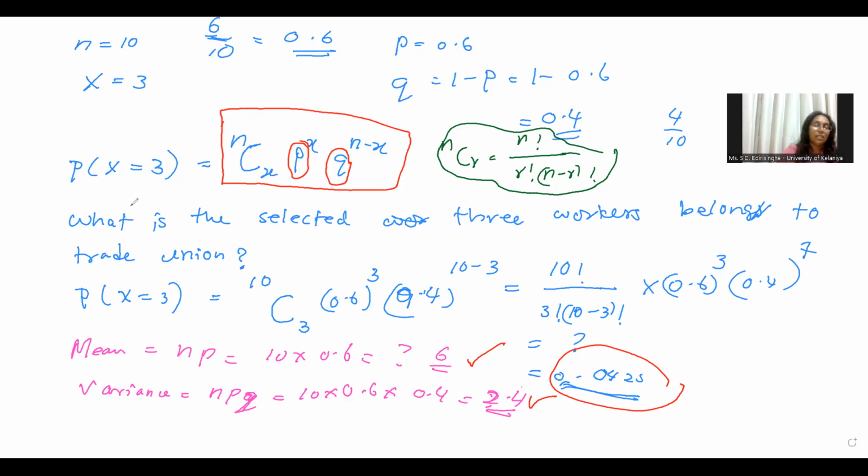In our case, the selected 3 workers from a particular factory. So 3 workers is considered as the random variable. It's equal 3. P here is representing the probability. So probability x equal 3 equals, write the formula first, nCx p to the power x q to the power n minus x. Okay. Here nCx means nCr, n factorial over r factorial n minus r factorial.